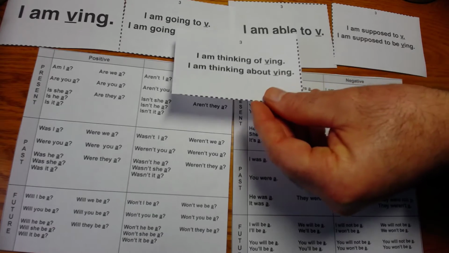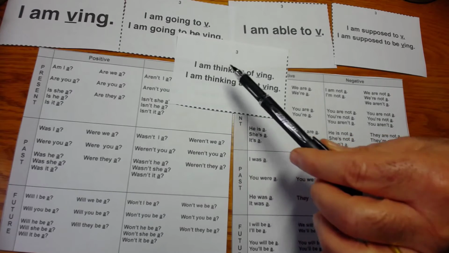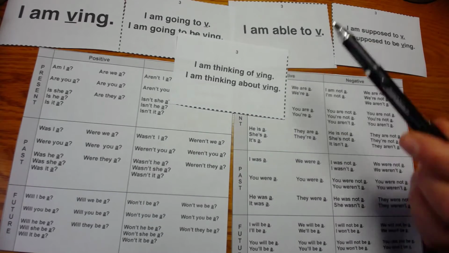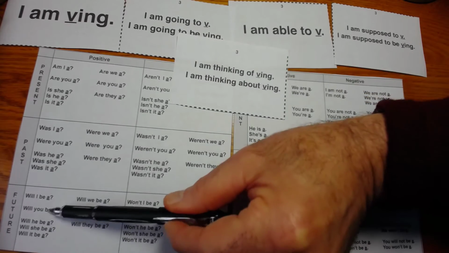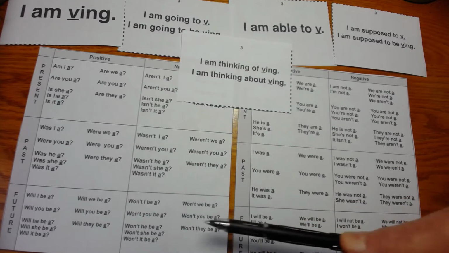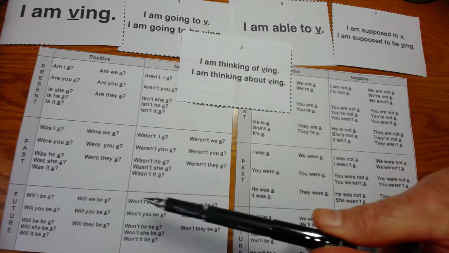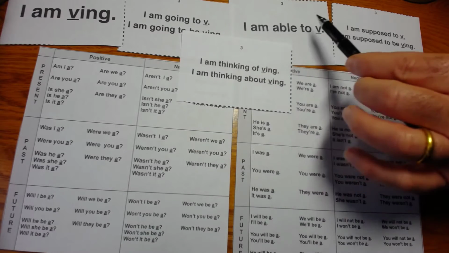Now here is the fifth pattern. I am thinking of verb ing. I am thinking about verb ing. Once again, there is no future in this pattern. You don't have to worry about it because the native speaker will never use it in the future, so you don't have to answer in the future. Basically, you are just repeating the same pattern. These are different feelings.